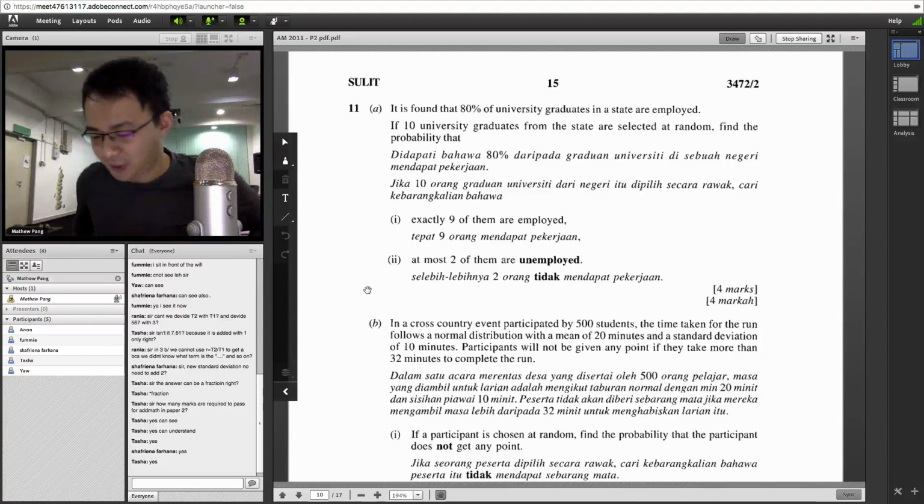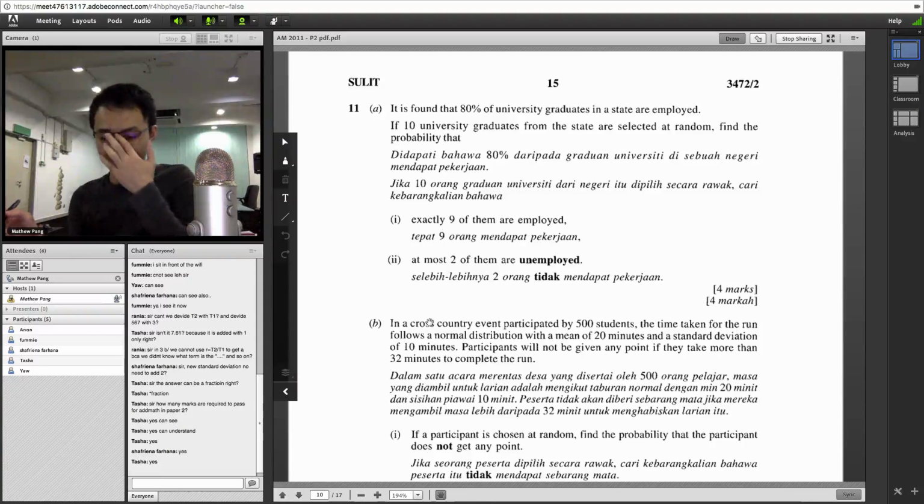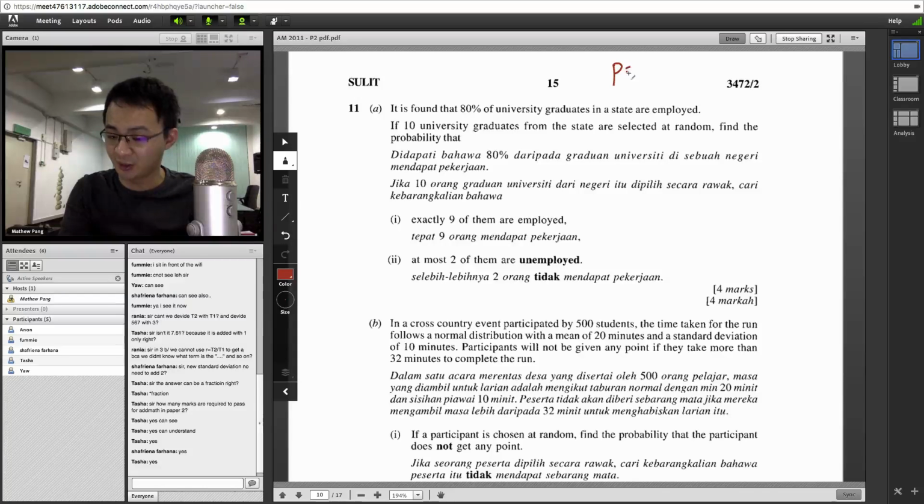So this is probability distribution. Let's have a look at the first one. It's found that 80% of university graduates in a state are employed. So basically what they're trying to say is P equals 80. No, P cannot be 80. P must be less than 1. I mean P equals 0.8. So Q is just 1 minus P, you get 0.2.